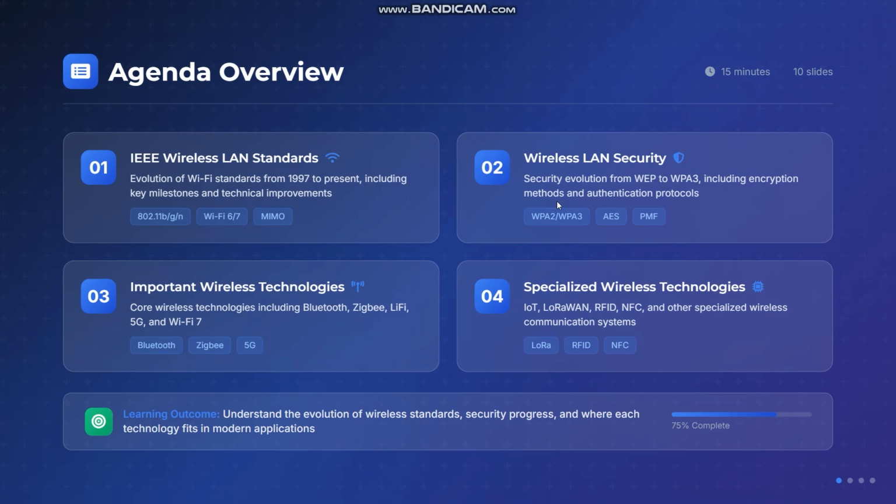So, in this presentation, I will focus on four main areas. First, the IEEE wireless LAN standard. The second one is wireless LAN security. The third one is important wireless technology. Finally, I hope to discuss specialized wireless technology.